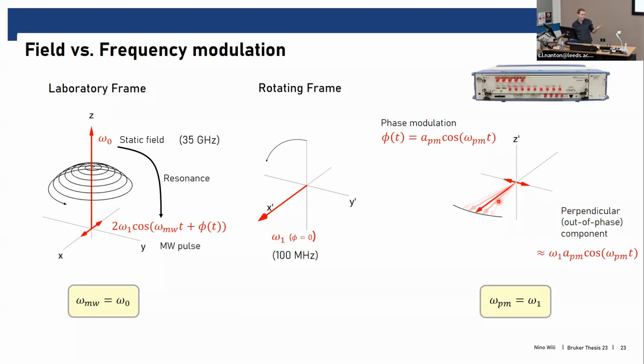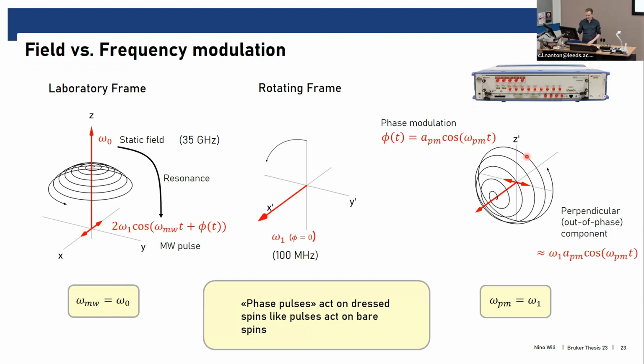And with an AWG, you can just program this. And Bruker never foresaw this, but it was actually really straightforward to do on this spectrometer. And then you get a pulse in the second rotating frame. And so these phase pulses act on spin-locked spins like pulses act on the normal spin. And so this is the kind of stuff I'm living for.